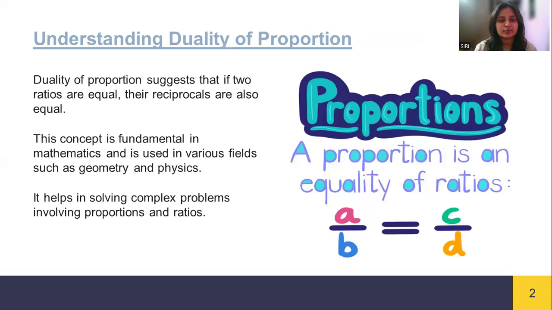Understanding duality of proportion. Duality of proportion suggests that if two ratios are equal, their reciprocals are also equal. This concept is fundamental in mathematics and used in various fields such as geometry and physics. It helps in solving complex problems involving proportions and ratios.